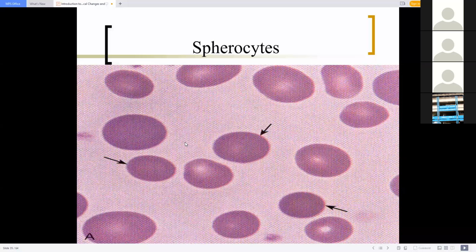And I've given some disease processes where you may see spherocytes: autoimmune hemolysis, hereditary membrane abnormalities. You may see these spherocytes. All right, chemicals and snake venoms may give you this.